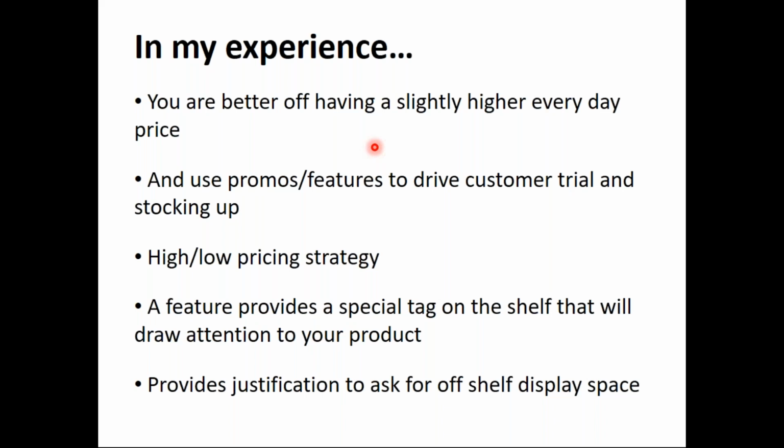It gets a special tag put up in the store, draws attention to it, and a promo also provides you justification to ask for off-shelf displays or end displays to get extra space for your product. And that's called a high-low pricing strategy. It's one that major grocers like Co-op, Sobeys, Safeway use on a daily basis, and they have their weekly flyers to promote it.